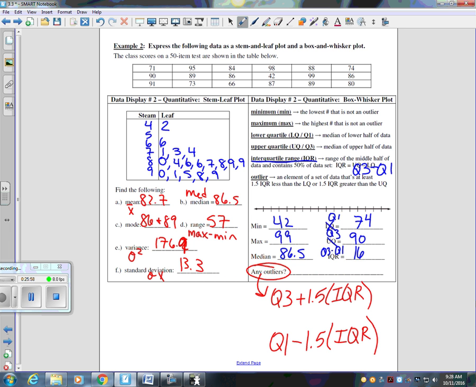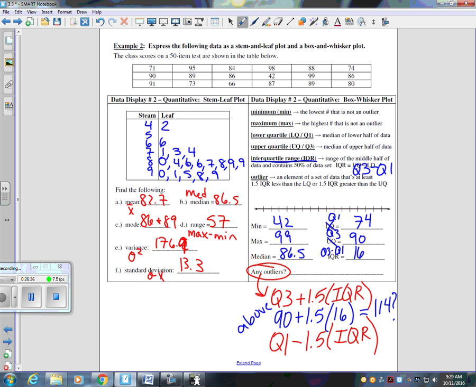So in my calculator, I'm going to just fill in the numbers. What number goes in for Q3? 90 plus 1.5. And what did we say was the IQR? 16. So I put 16 in parentheses. What does that give you in the calculator? Okay. And so you have to ask yourself, are there any numbers above 114? Okay. So there's no outliers in that direction.